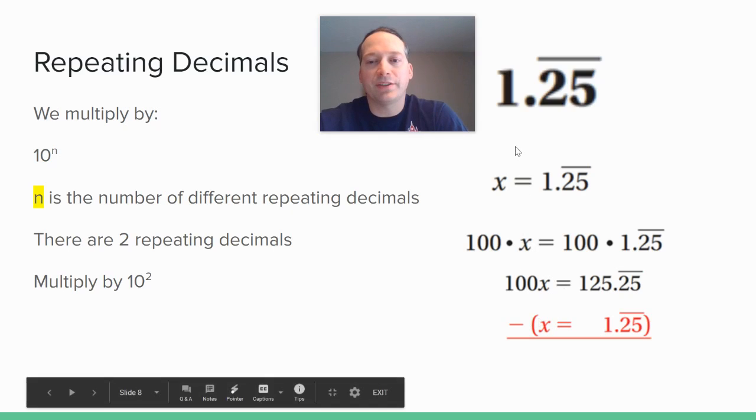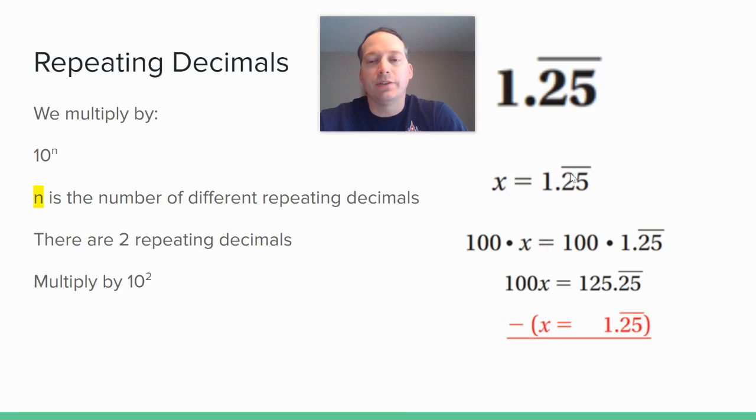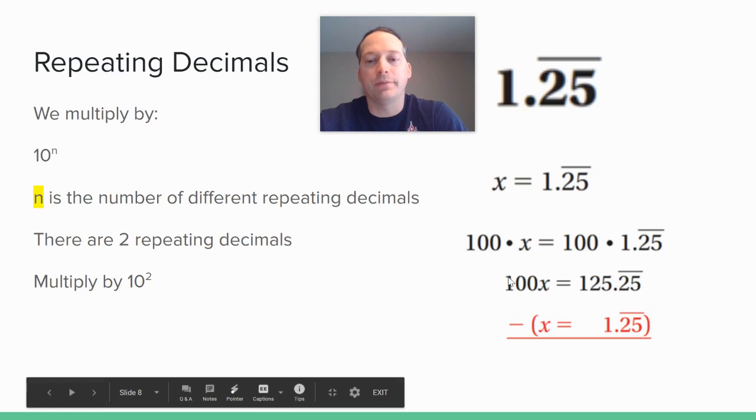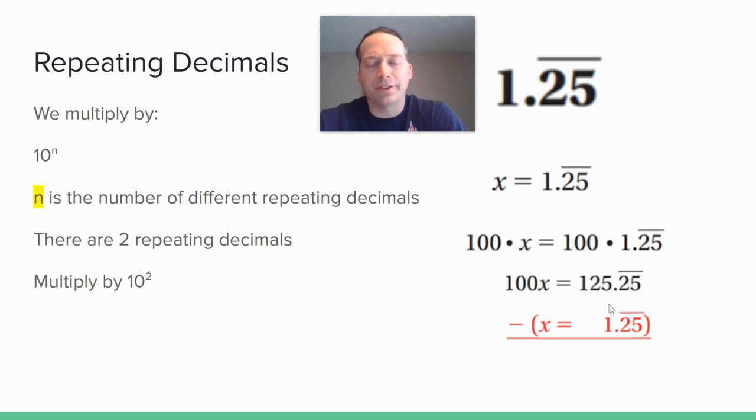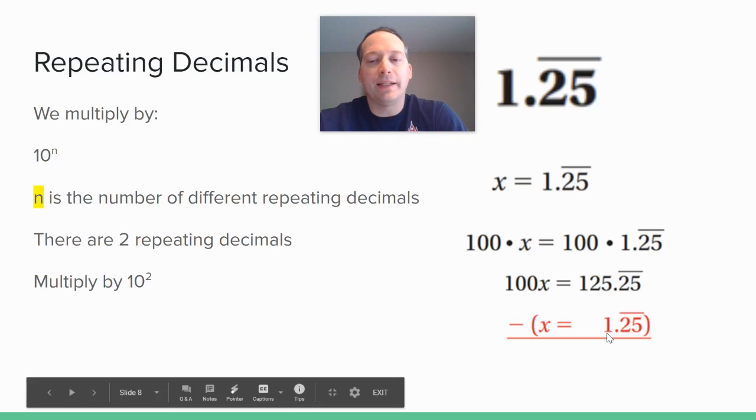So what are we going to do? Well, we're going to subtract the original equation. So we took it, multiplied it by 100, then we're going to subtract the original equation. So 100x minus x is pretty easy. That's just x. Here's where it seems a little strange. So the 125 minus 1 is pretty easy. That's 124.